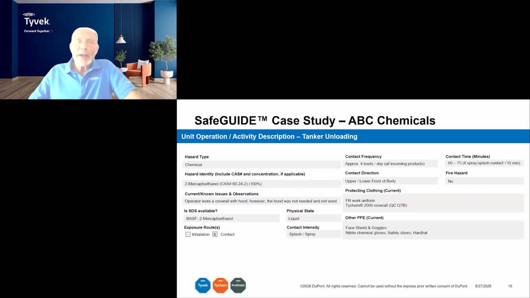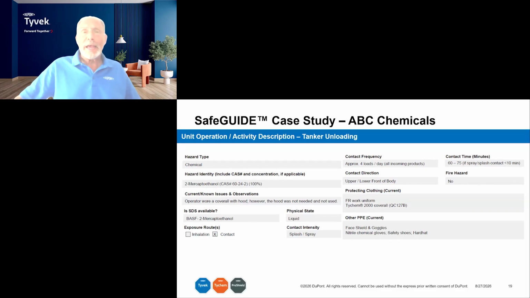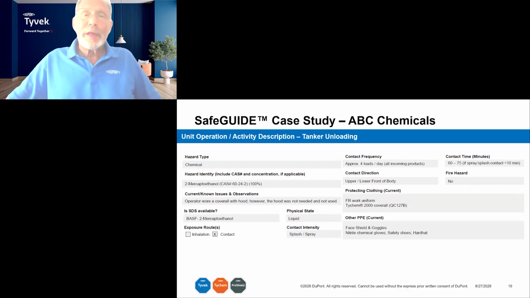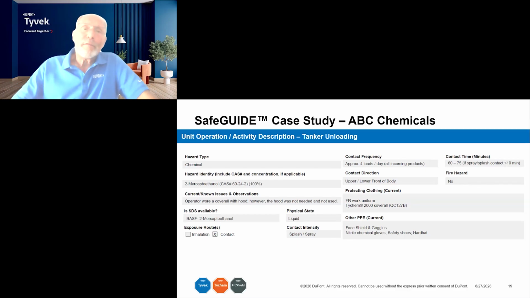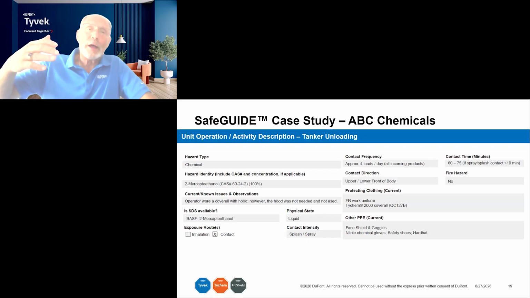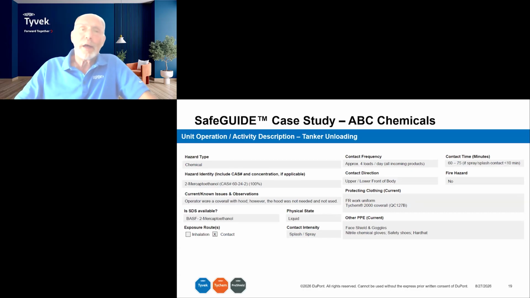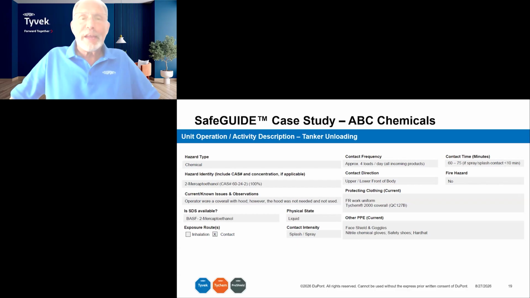So the concern for contact was the upper and lower fronts of the body. The offloading operation typically takes an hour or a little bit more. And in the case of mercaptoethanol, it is not a flammability hazard. As far as the protective garments, the operator wore a hooded coverall, but we noted in our observations that the hood was not needed, and so consequently it was not used. The total of protective clothing being used was an FR uniform. This particular site uses FR work uniforms as their standard uniform.